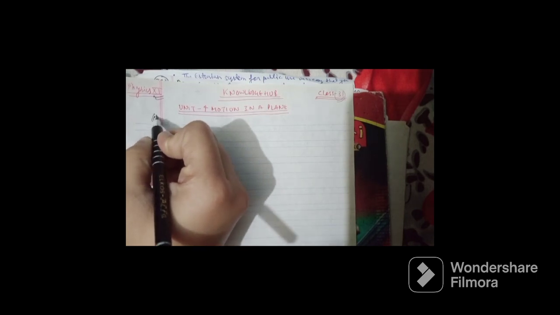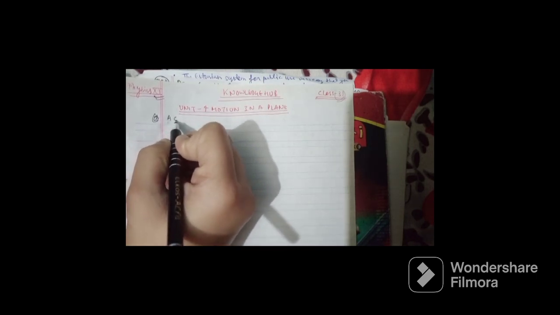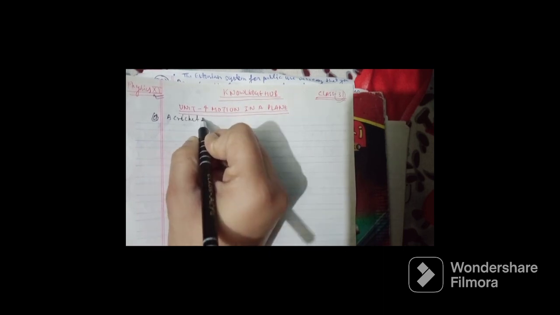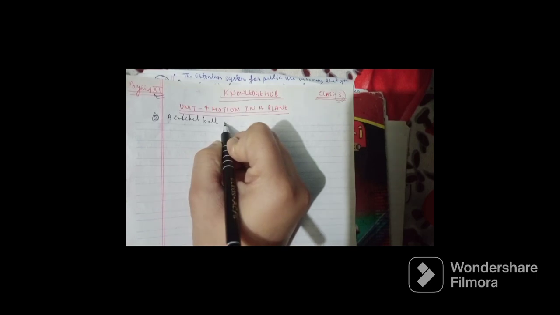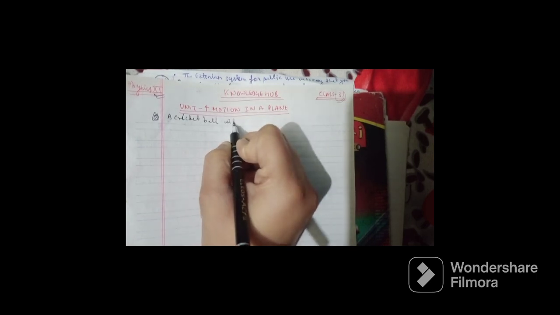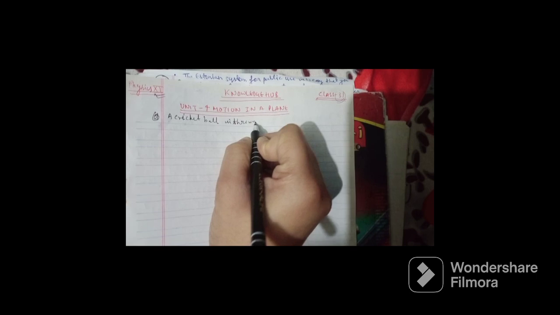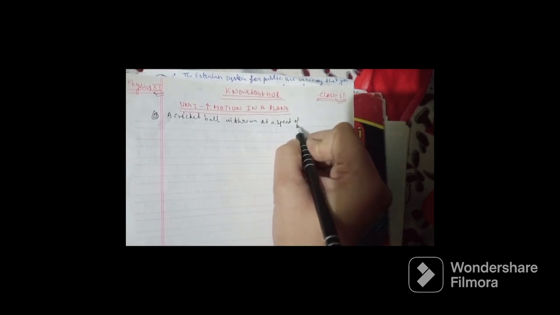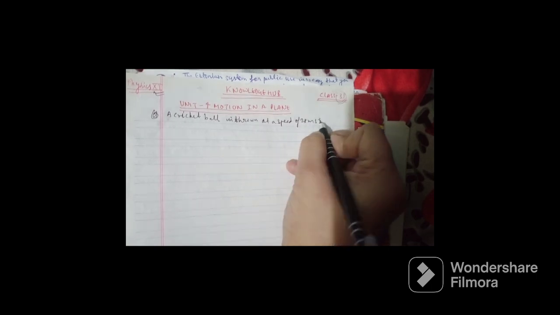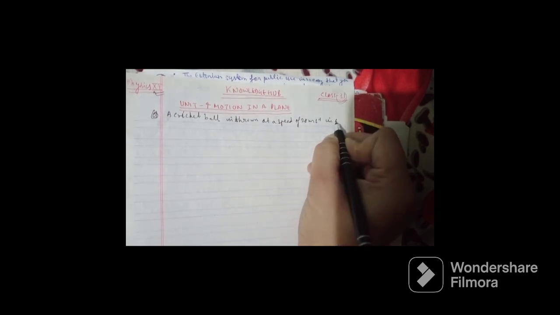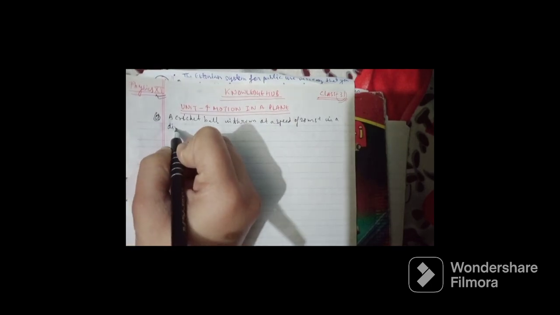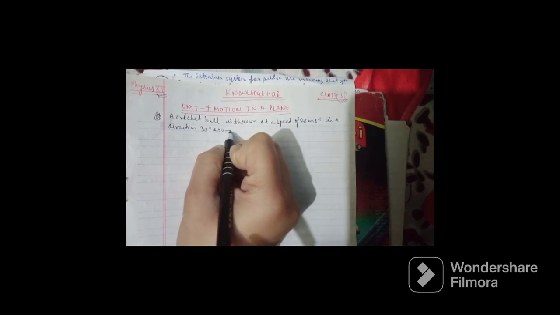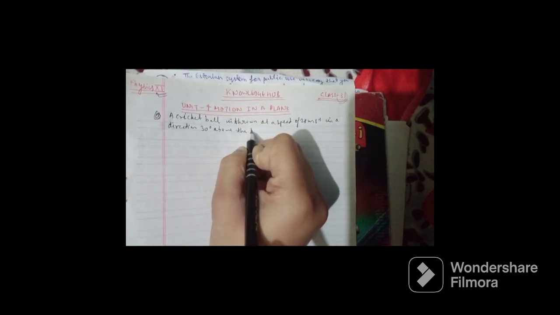The question is, a cricket ball is thrown at a speed of 28 meters second inverse in a direction 30 degree above the horizontal.